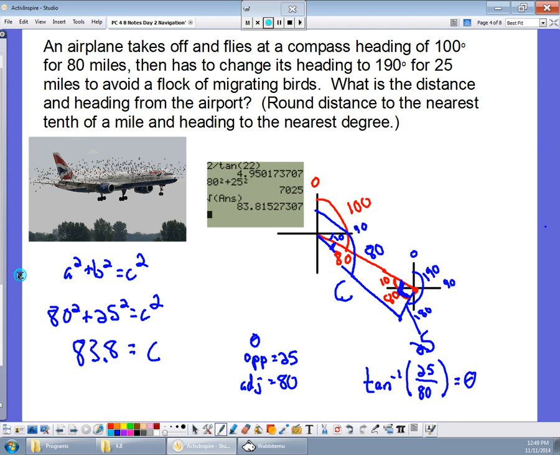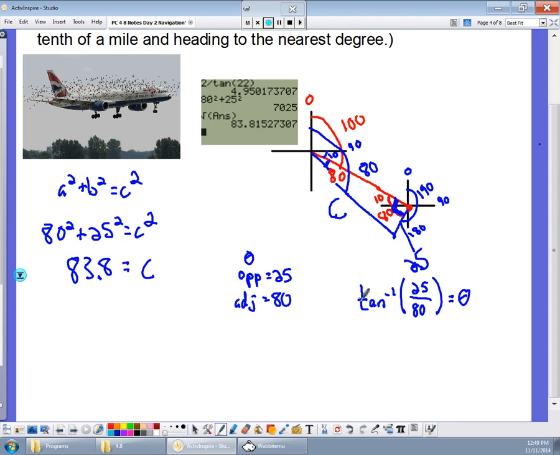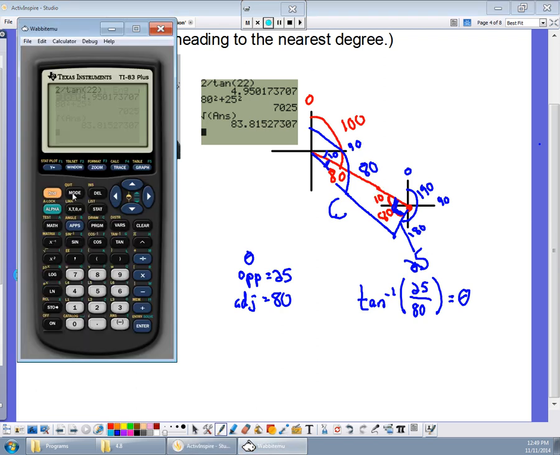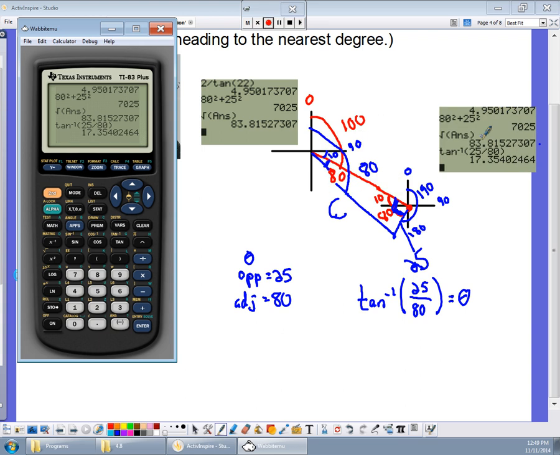So let's scroll down a little bit. So again, this is inverse tangent of my opposite side of that little angle there, 25, over the adjacent side, which is 80. Make sure I'm in degree mode. Second tangent, 25 over 80, and you get 17.4, we'll call it.